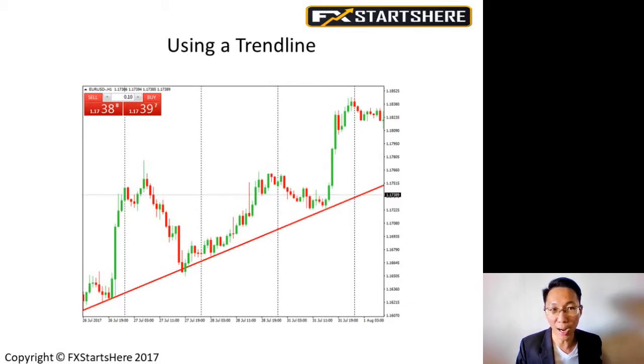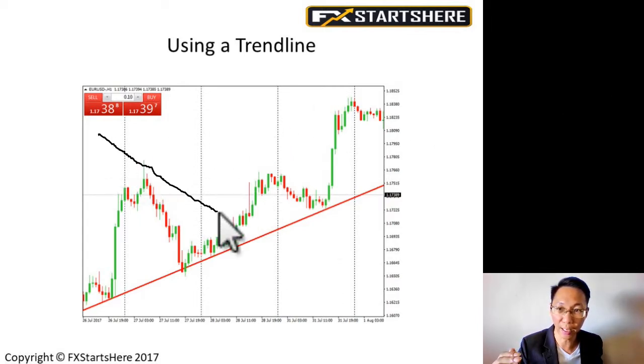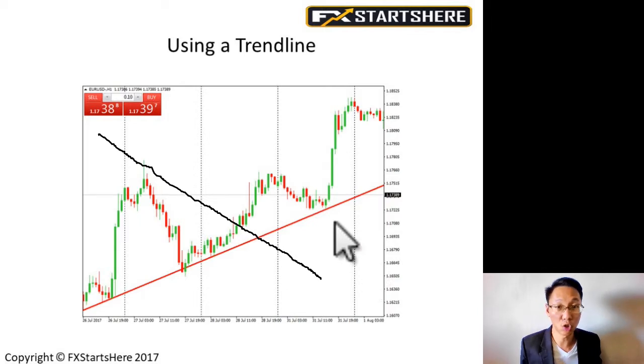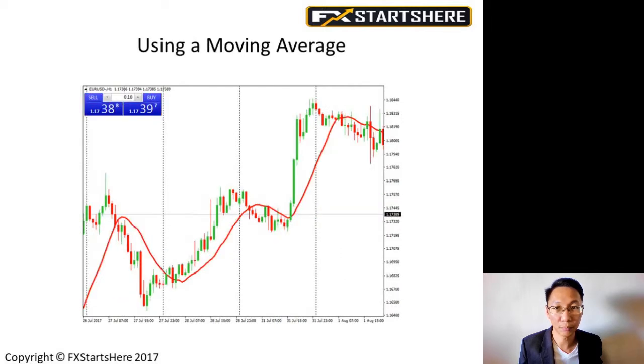Some people identify trends by drawing a trend line. What's a trend line? The trend line is this red line over here. The red line is slanting upwards, from left to right it's going upwards. People say, so it's an uptrend. If the line comes downwards this way, then they say that's a downtrend. So some people use a trend line. This is a very basic way of identifying uptrend or downtrend.